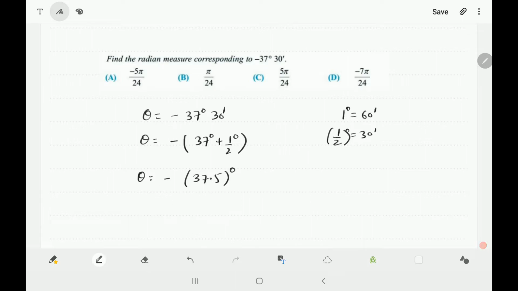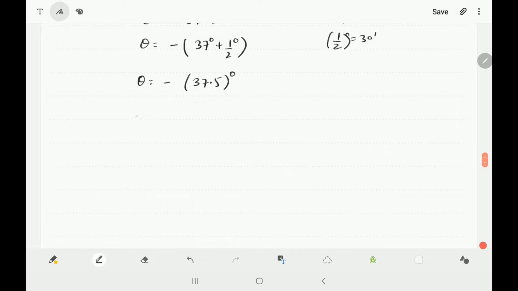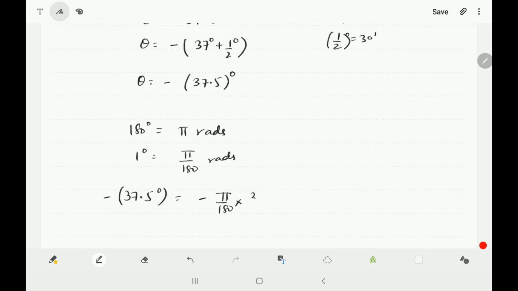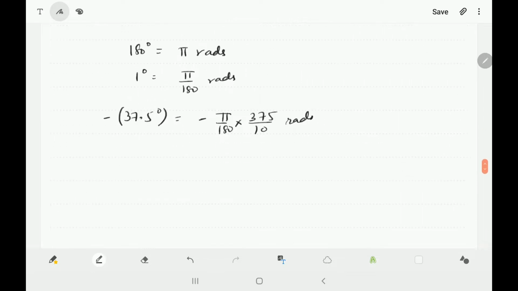Now we have to convert this into radians. We already know that 180 degrees is equal to pi radians. So 1 degree will be equal to pi by 180 radians. So 37.5 degrees with the negative sign will be equal to minus of pi by 180 into 37.5, which can be written as 375 by 10 radians. So let's try to find out this value.